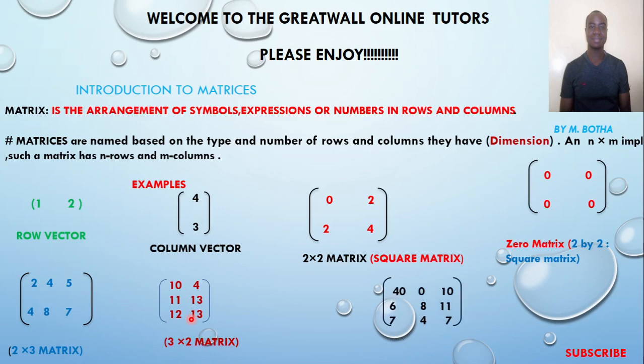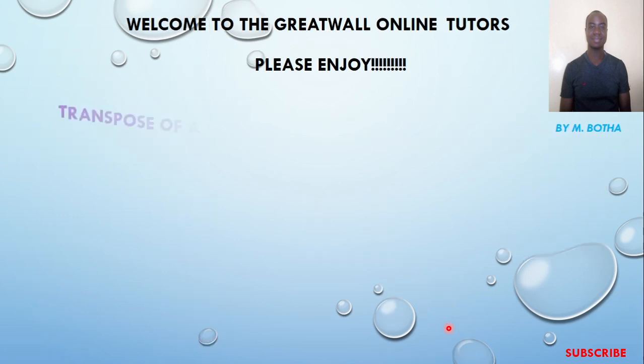So look at this one. Now this matrix has 3 rows, right? Good. And then 3 columns. So this matrix having an equal number of rows and columns is called a 3 by 3 matrix, and it is a square matrix because the number of rows is equal to the number of columns it has. Good. So let's proceed and look at something new here.